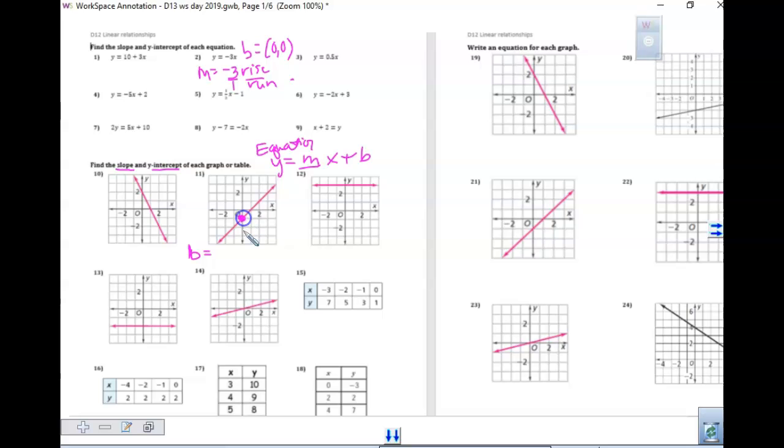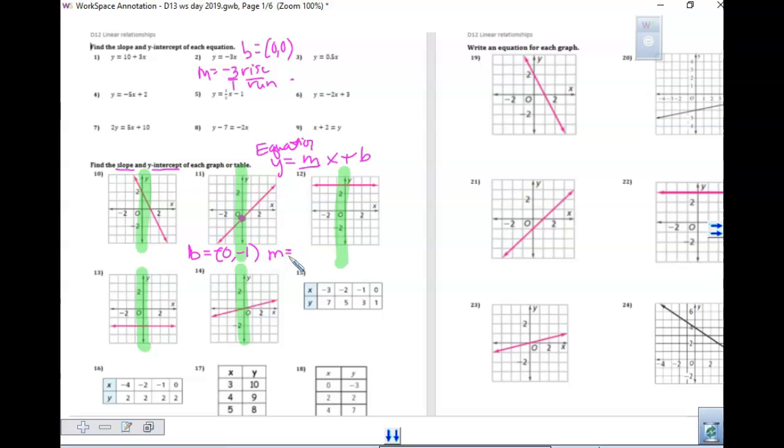-1. When you take a look at these, it is always the point that is on the y line. It is never on the x. I had people today on their quiz putting the y-intercept over at this point 1. It is at (0, -1).